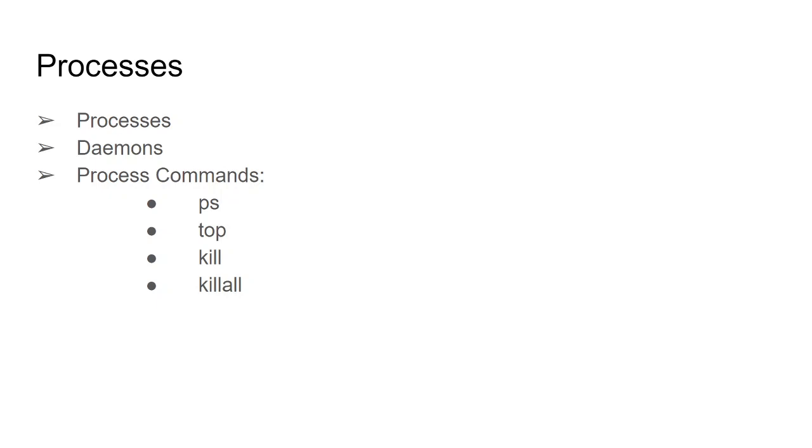So what are the process commands we have for this purpose? First is ps, that is process, to list the processes, that is to know what processes are going on. And top also does the same thing. It shows all the ongoing processes that are currently happening in the system.